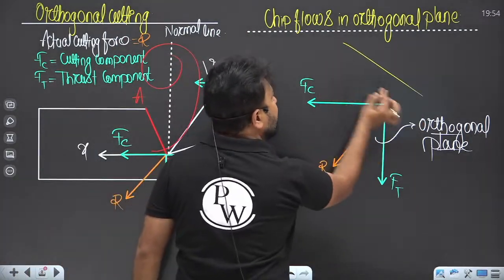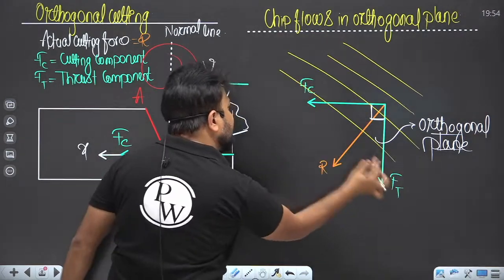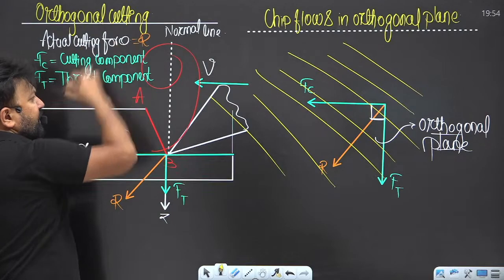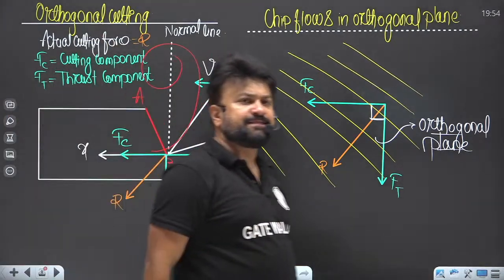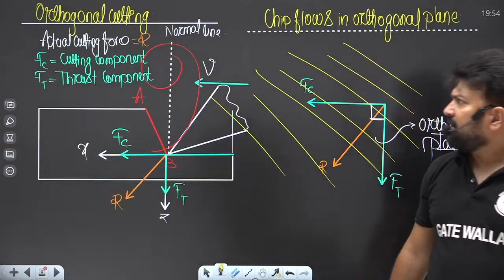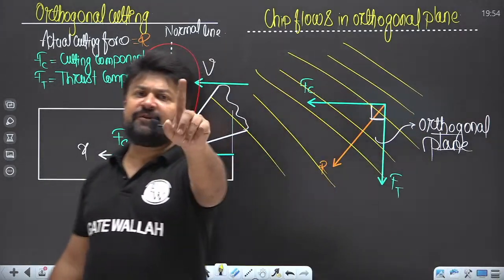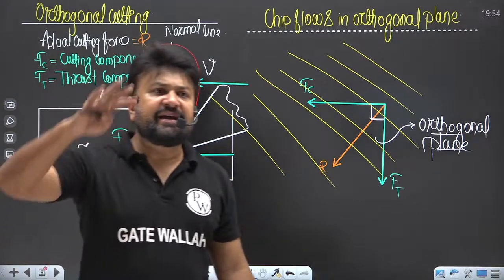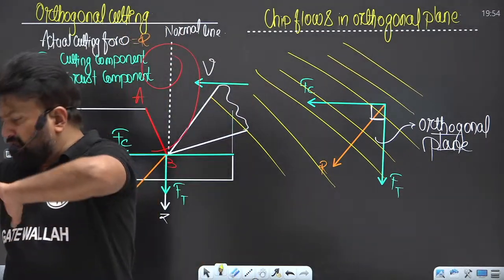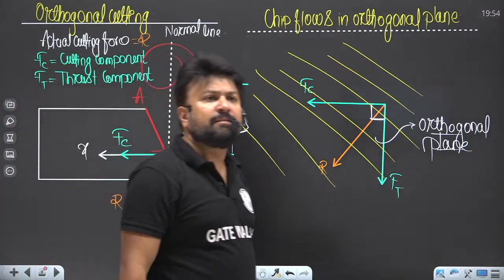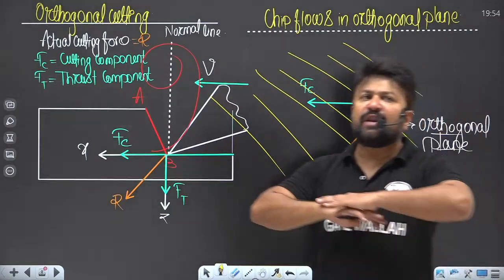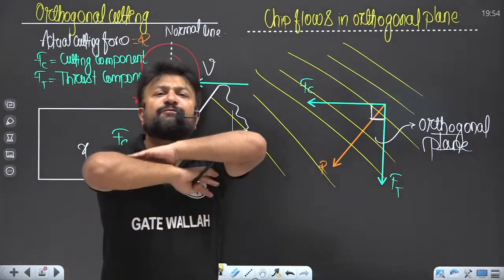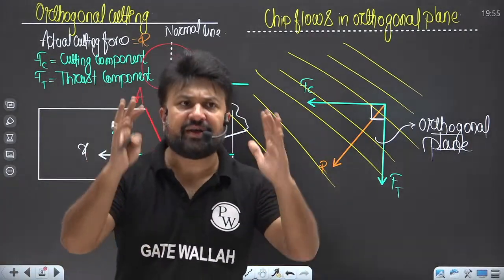This board plane is what? Orthogonal plane. So the chip flows in the orthogonal plane. Is that clear? In oblique cutting, the chip will not flow in the orthogonal plane.